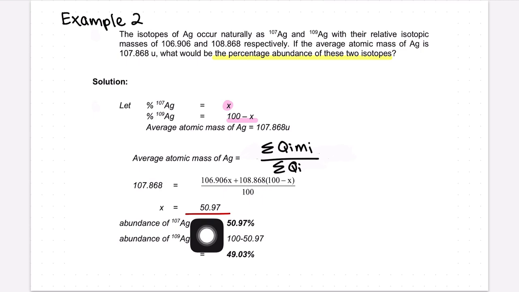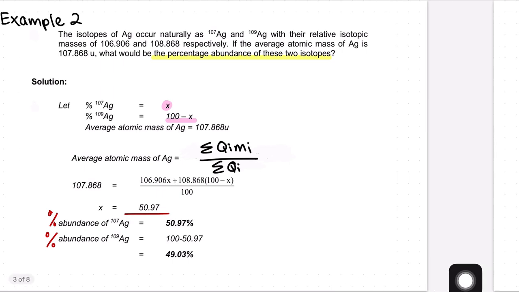If you leave the answer here, you won't be getting the full marks. So you have to answer the question. The question is asking you what is the percentage abundance of 107Ag, so that would be 50.97 percent, and the percentage abundance of 109Ag would be 100 minus 50.97 to give you 49.03. You can always pause this video and have a look through the workings.